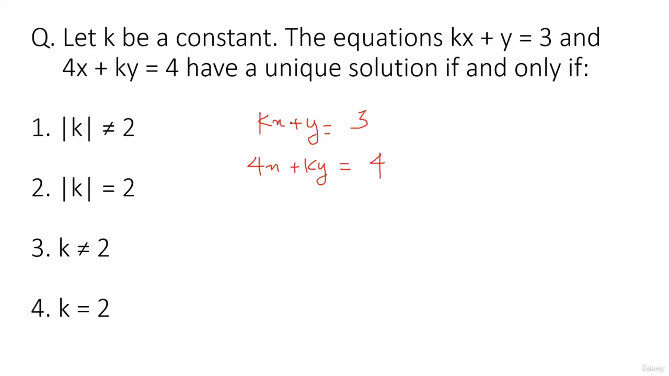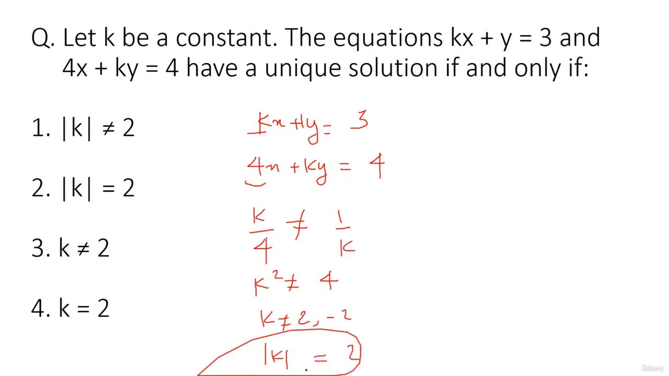We know that the ratio of the x coefficients, k by 4 in this case, and the ratio of the y coefficients, 1 by k in this case, should not be equal, right? For the equations to have a unique solution, you cross multiply, you will get k square is not equal to 4. If k square is not equal to 4, it means k cannot be equal to plus 2 or minus 2. In that case, mod of k cannot be equal to 2.